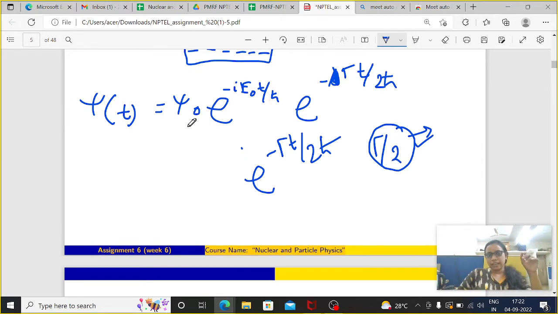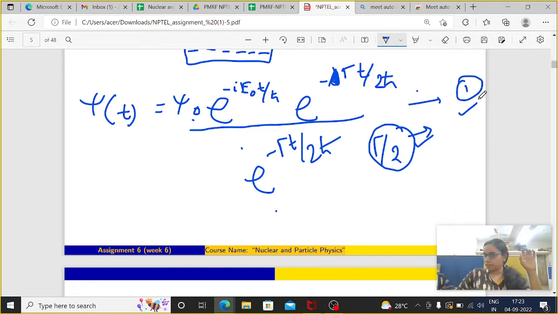So we can write psi t as a space part as well as the time part, as well as an extra term which is due to the decaying of the state, like it is basically a damped harmonic motion, you can say. So psi t we can write like equation number 1. Fine.